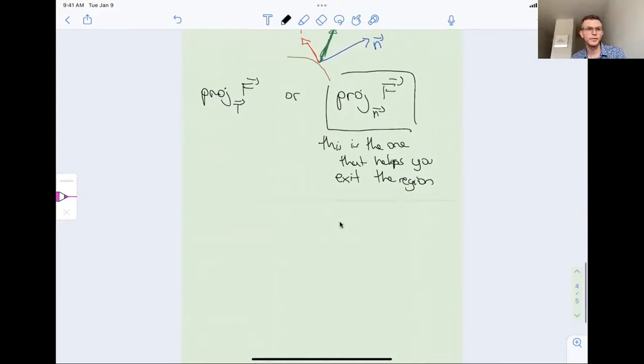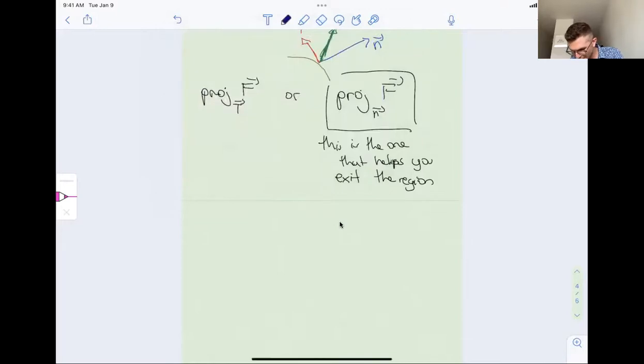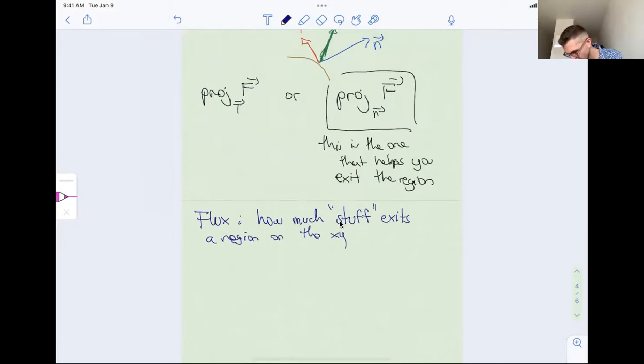So let me give you the formula for flux. Sometimes people don't forget things if there's some tragedy involved, so maybe this will help you keep this in mind. The flux tells you, heuristically, how much stuff exits a region on the xy plane through its border. Okay.